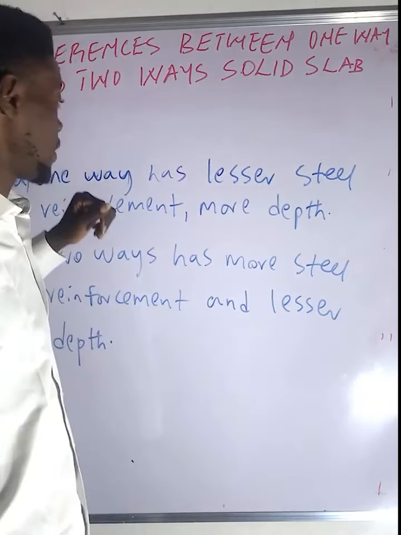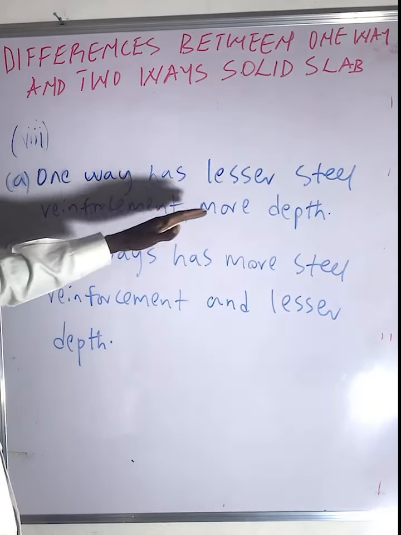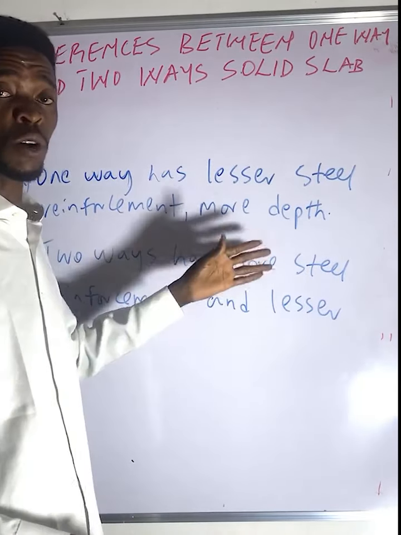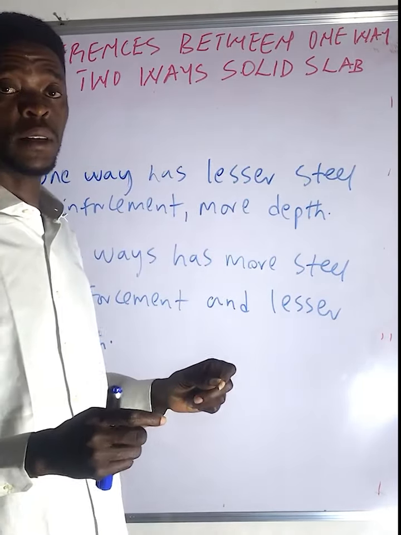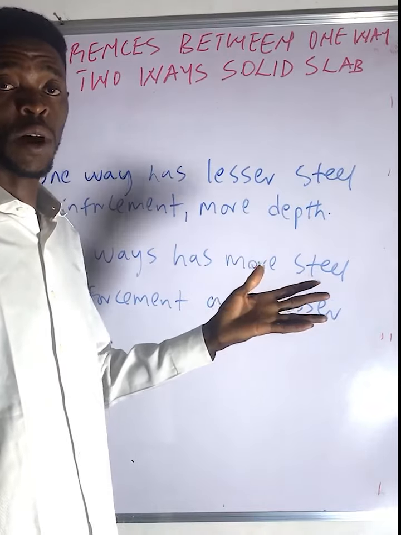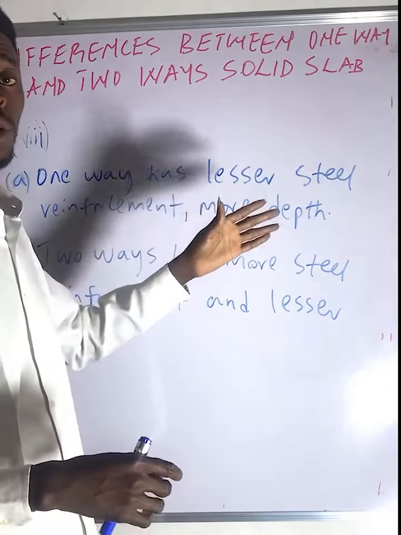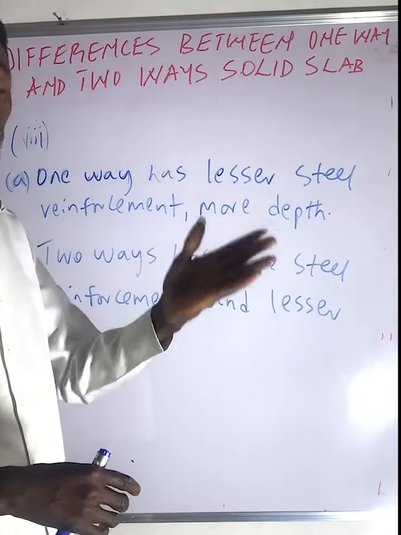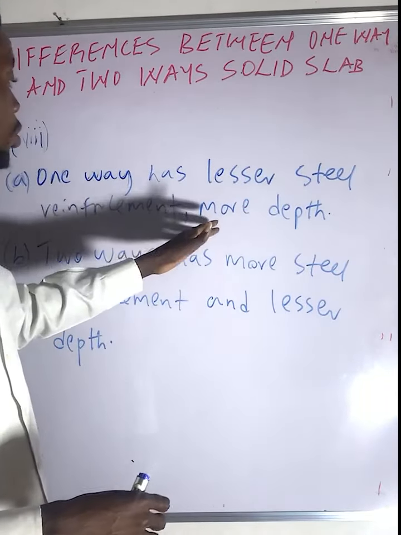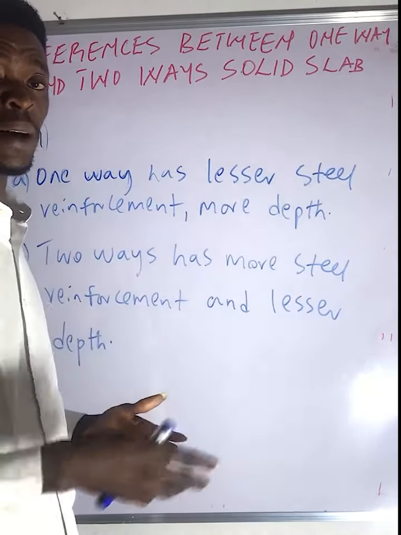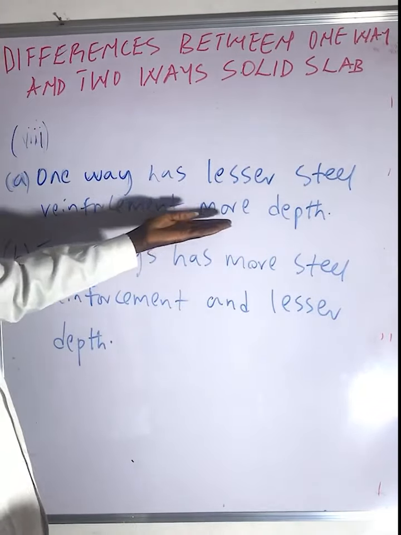Number 8, a one-way slab has lesser steel reinforcement and more depth. This is because a one-way slab is only designed on one way, while for two ways, the main reinforcement is on both directions. One way is designed in one direction, so you have the lesser steel reinforcement because the longer span has distribution bar, so the reinforcement is lesser.